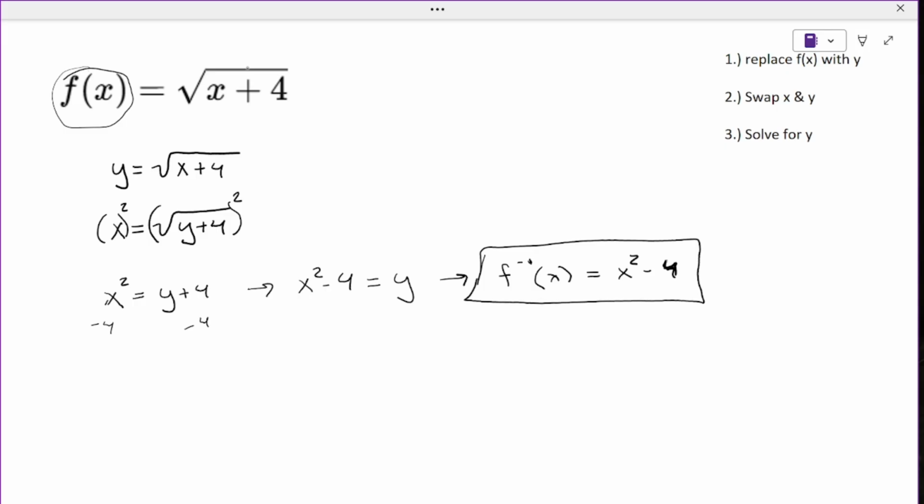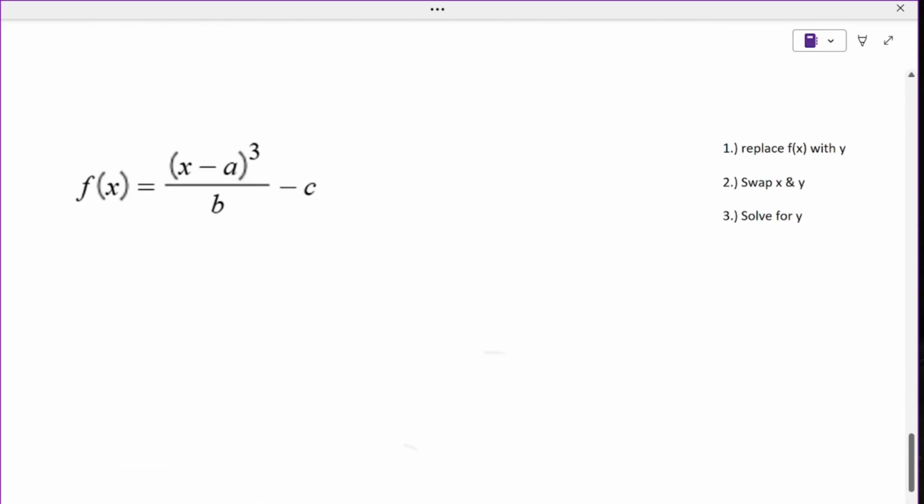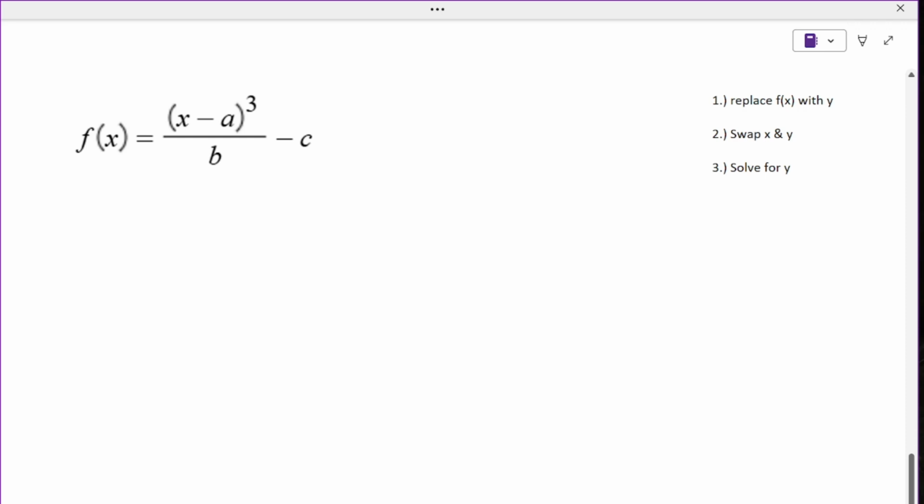Amazing. And let's do the final problem together. All right, we have f of x equals, in parentheses, x minus a, cubed, all over b minus c. Let's not freak out. I know we got a fraction in here. We have multiple variables, but let's just focus again. We're solving for y, right? So these a, b, and c's, you can just think of them as regular constant numbers.